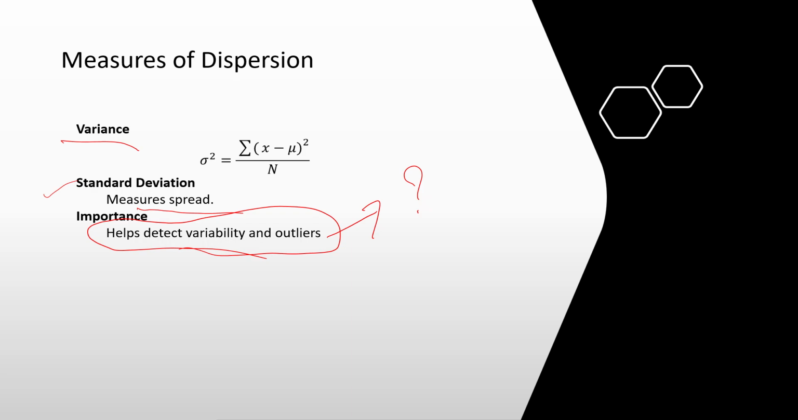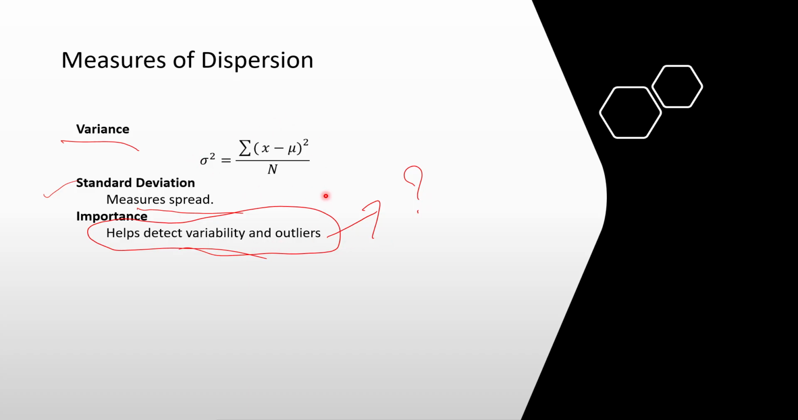And one more important formula you need to understand is measures of dispersion with the help of variance. So how you can measure it is sigma squared equals summation of x minus mu, the whole squared, divided by n. It is applied to variability and outliers. So this formula is used to detect outliers.